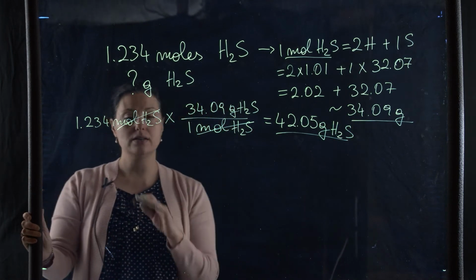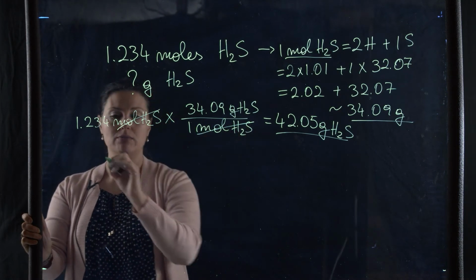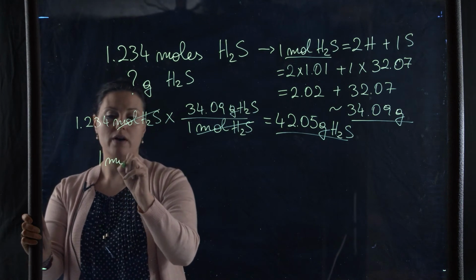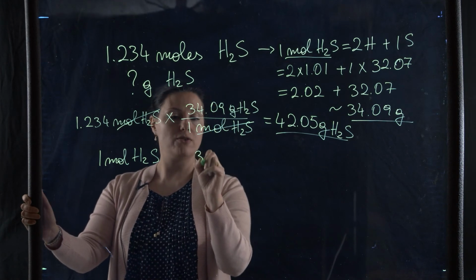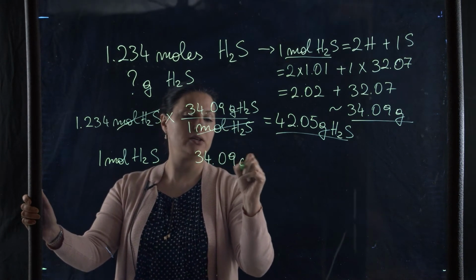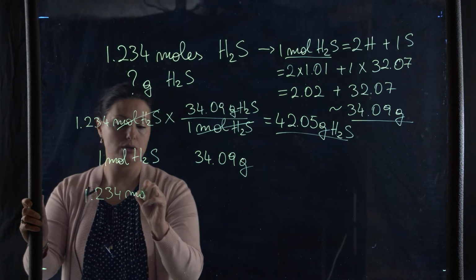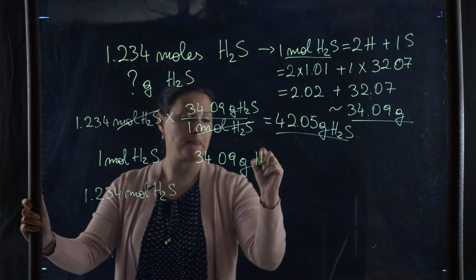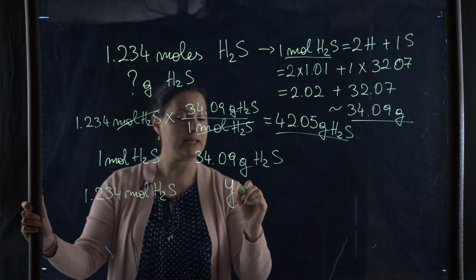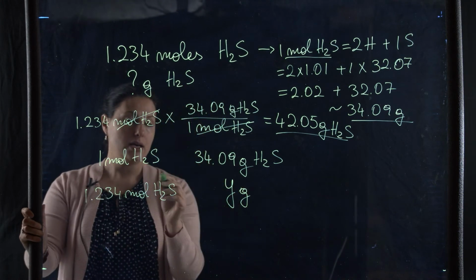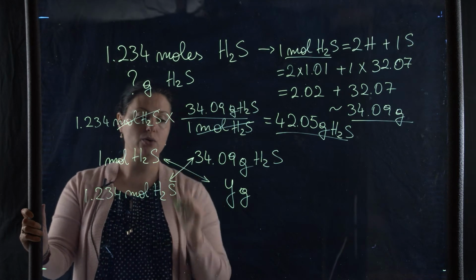Now let's look at the other way that I had it set up, where we have 1 mole of H2S, which weighs 34.09 grams. What about 1.234 moles of H2S? I'll call the unknown Y because I don't know how many grams that is. Once again, cross multiply and set the products equal to each other.